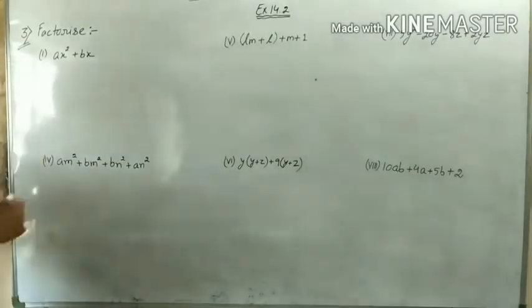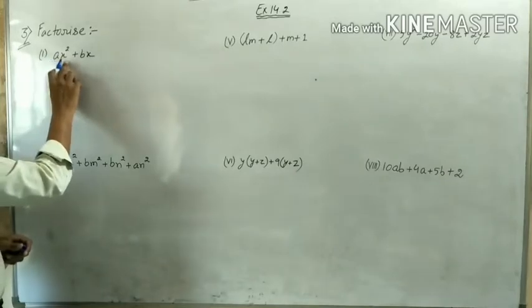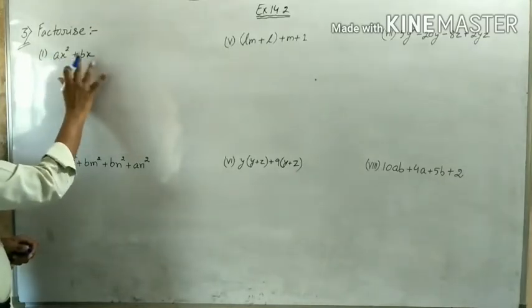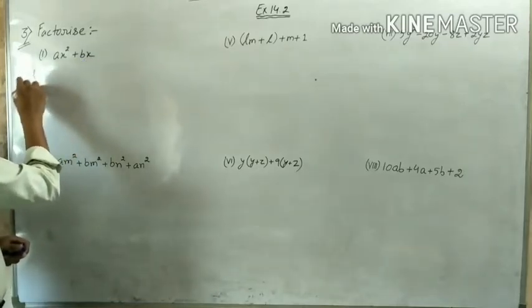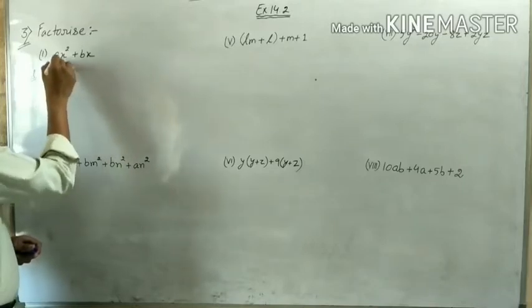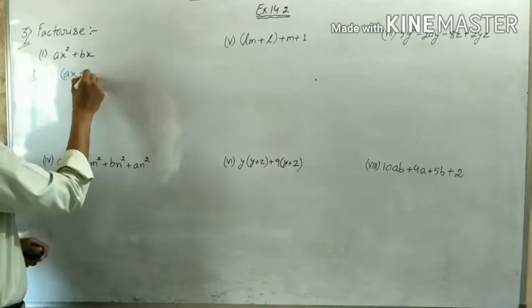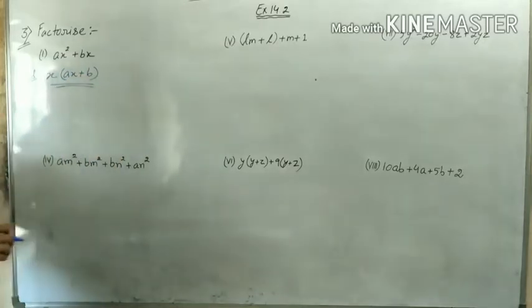Question number 3, in which we are doing the first one. Now the expression is ax square plus bx. As you can see, both sides we have one common term, that is x. So x can be taken outside as common, and the rest of the thing, that is ax plus b, can be kept in the bracket. Simple. This is your factorization.